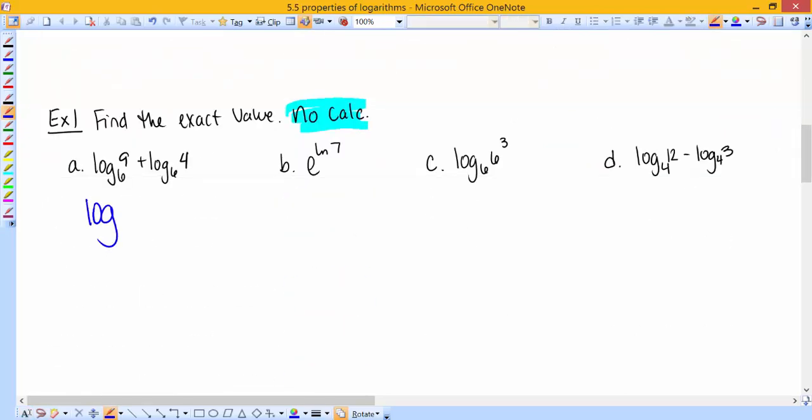So log of 6, and then this becomes 9 times 4. Log base 6 of 9 times 4.